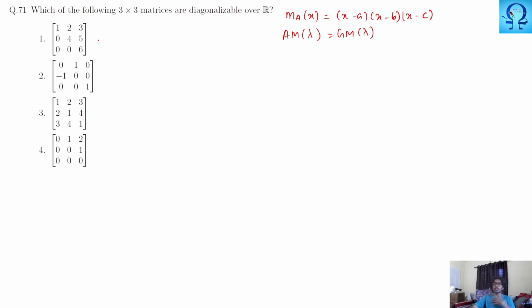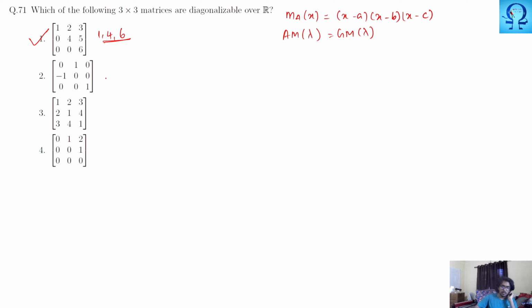For the first matrix, what are the eigenvalues? Since it is an upper triangular matrix, 1, 4, 6 are the eigenvalues, and if an eigenvalue is appearing only once, then the characteristic polynomial is the same as the minimal polynomial and it will have only linear factors. Distinct linear factors, and hence it is diagonalizable.